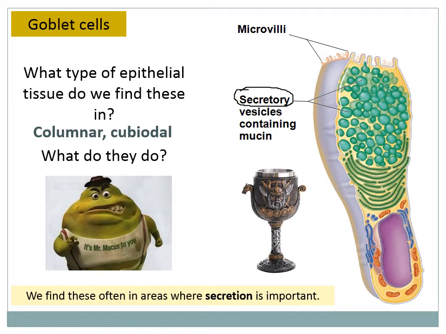We find these in areas where secretion is important. All right, mucus is very protective. It's going to help us move things along. It's going to help us secrete things out. So mucus is a big deal. The way to help you remember this, I think of goblet cells, and I think a goblet cell secretes gobs of mucus. So just imagine gobs of mucus, and hopefully that'll help you remember goblet cells.